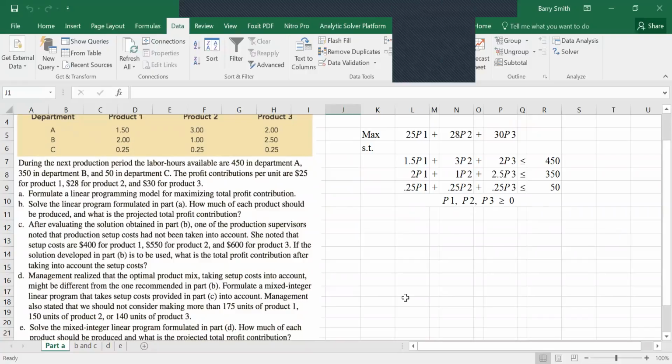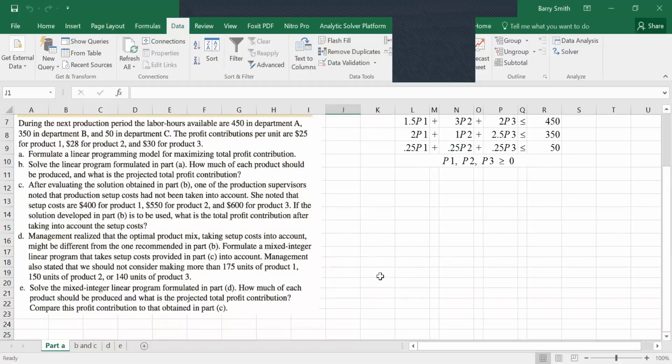And then C, after evaluating the solution obtained in part B, one of the production supervisors noted the production setup cost had not been taken into account. She noted that setup costs are 400 for product 1, 550 for product 2, and 600 for product 3. If the solution developed in part B is to be used, what is the total profit contribution after taking into account the setup cost? Then D, management realized that the optimal product mix taking setup cost into account might be different from the one recommended in part B. Formulate a mixed integer linear program that takes the setup cost provided in part C into account.